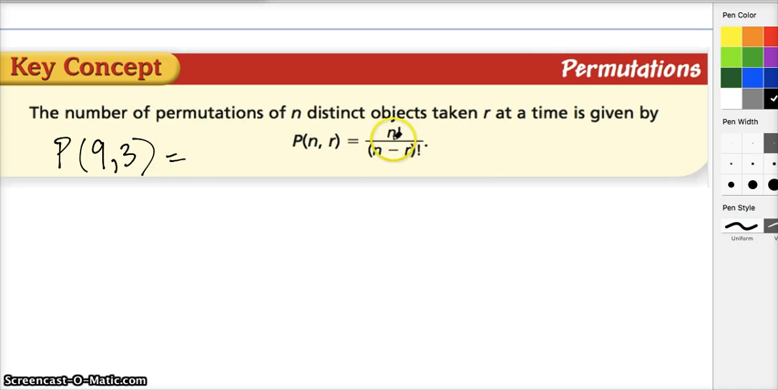You would say, okay, n factorial, that's the whole thing, divided by n minus r factorial. So that would be subtracting out, basically in this case 9 minus 3 factorial, which is 6 factorial, so it comes out to 9 factorial over 6 factorial. So that would be the value.